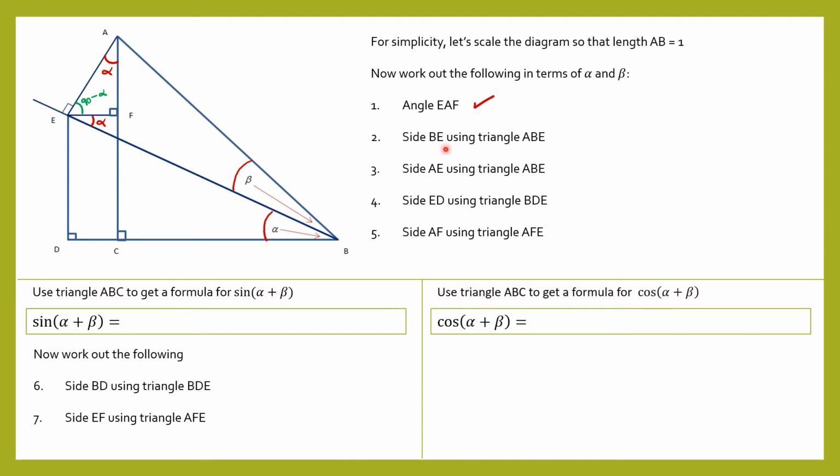Next, work out side BE using triangle ABE. Let's identify triangle ABE. So there's triangle ABE. It's right angled because we have a right angle here. So using that triangle, work out side BE. So this is BE here, there's E, there's B. You're just going to be using GCSE right angle triangle trigonometry. Please work out, and it's going to be in terms of alpha and or maybe beta, side BE. Sorry, side BE, not AB. Pause the video and work that out.